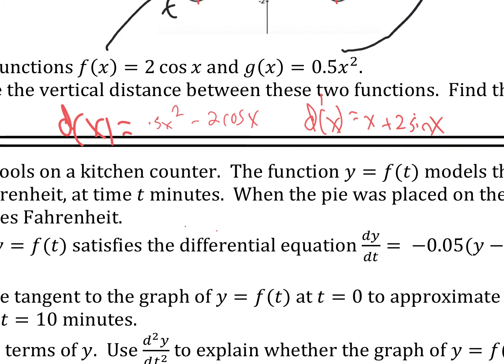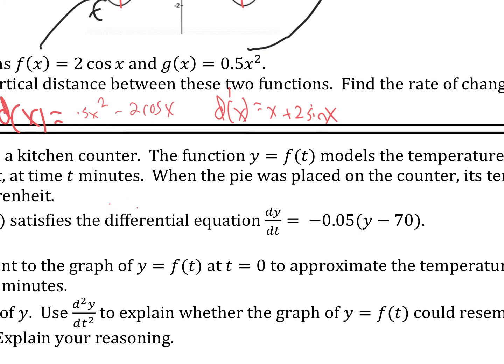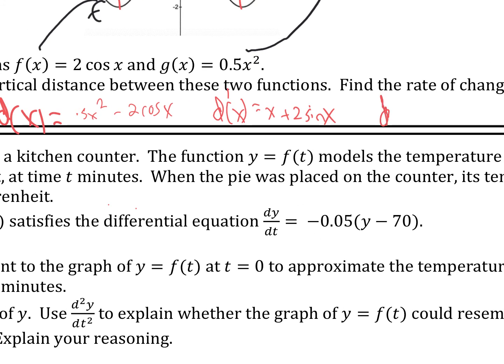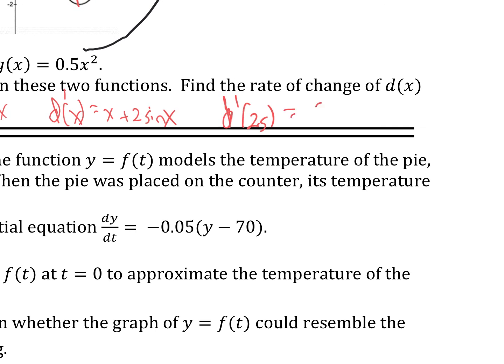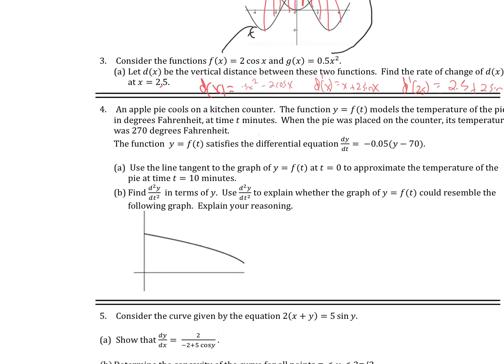And now let me do the 2.5. D prime of 2.5 will be 2.5 plus 2 sine of 2.5. And I'm going to leave it like that answer because I didn't pick up a calculator.